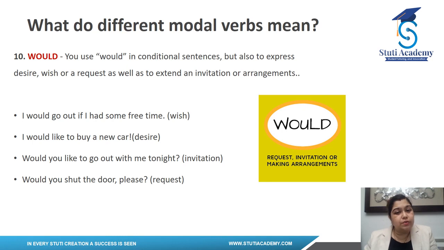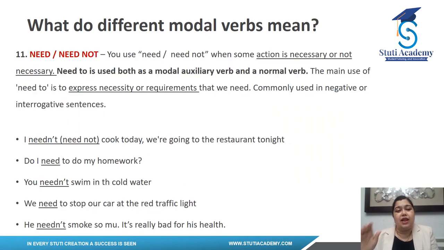Would you shut the door, please? So this is a request. There is please, so it is a polite request. The next one is need and need not.